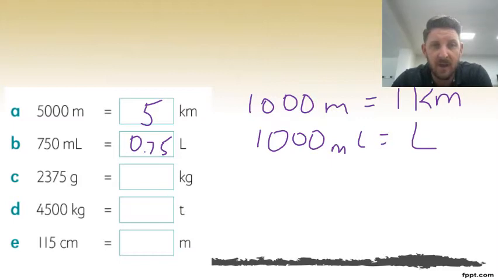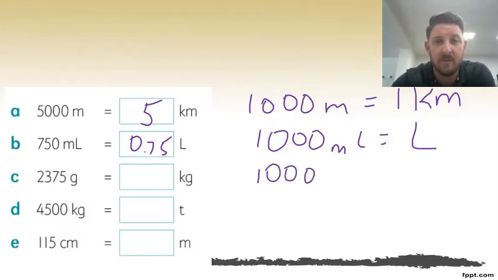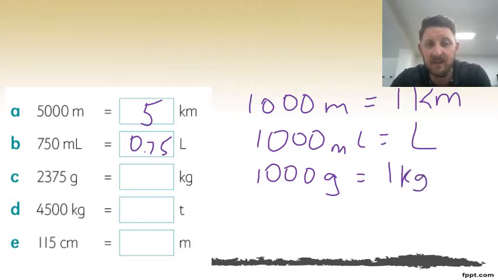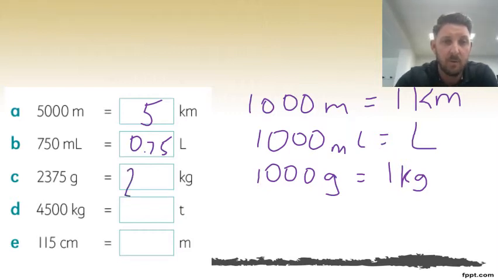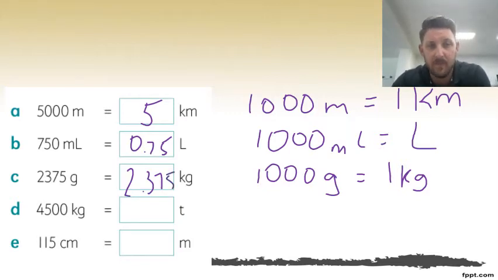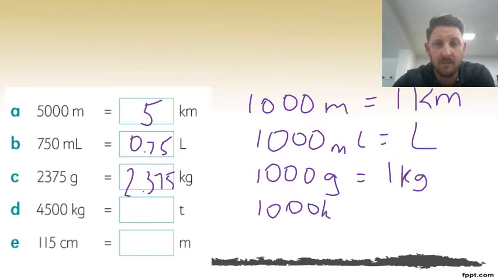All right, gents, hopefully that wasn't too hard and we can check them out. It asks about grams to kilograms. So I know 1,000 grams is equal to 1 kilogram. And if that's the case, well, I have 2,375. That means I have 2.375 kilograms. On the next one, I have 1,000 kilograms is equal to a ton.